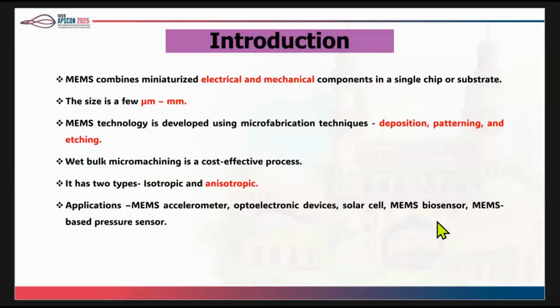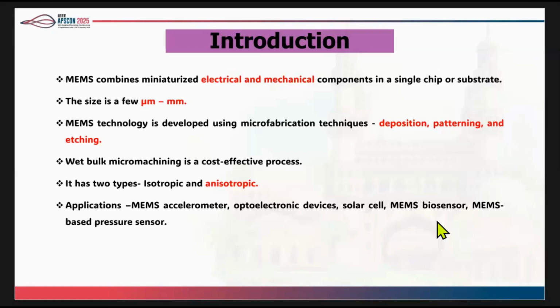Everyone knows MEMS is a combination of miniaturized electrical and mechanical components on a single chip. Its size is in microns, and many chips can come on one single wafer. MEMS technology is developed by three basic fabrication steps: thin film deposition, microstructure patterning, and the third is selective etching of the microstructure.